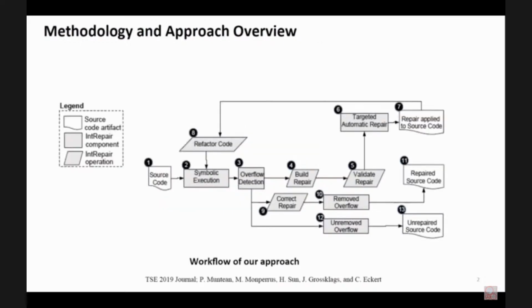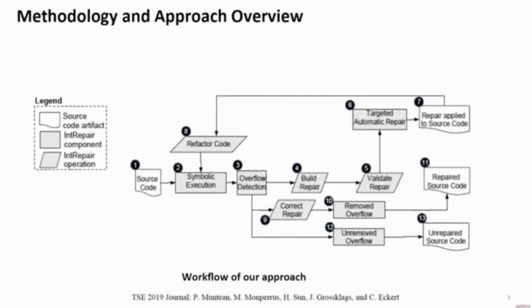In a nutshell, our methodology is as follows. The source code is fed into our symbolic execution component. Overflow is detected, then a repair is built. The repair is then validated. Then we perform targeted automated repair. Another step, then we generate the code and we insert the repair in the original code. Then we recheck if the repair was successful. In that case, we have a correct repair, the bug was removed, and we have an artifact which has no bug. Otherwise, the bug was not removed and the source code still contains the bug.